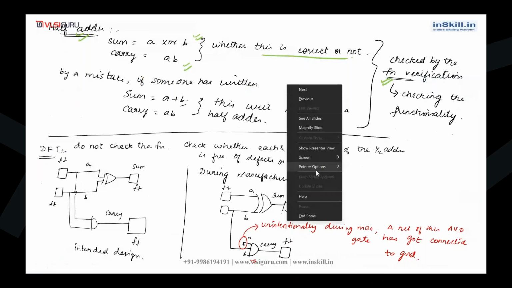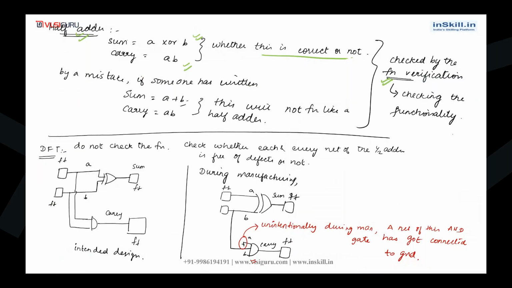So if you consider this half adder design, sum is A XOR B, carry is AB. Whether this is correct or not is what will be checked by the functional verification team. They will be checking the functionality. Half adder means sum will be A XOR B, carry will be AB.